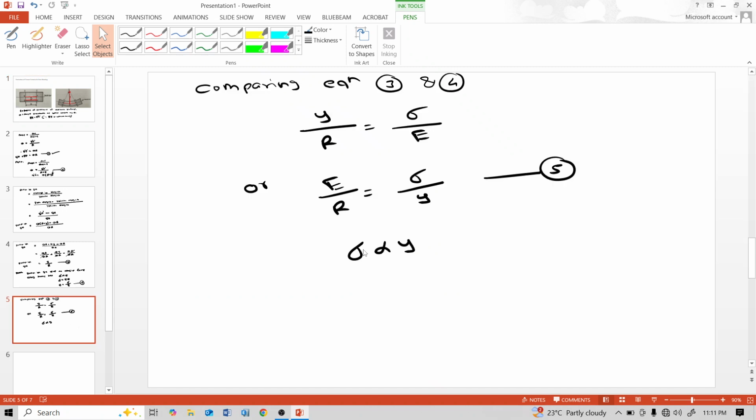That's why sigma is directly proportional to y comes from equation 5. The stress is proportional to the distance from the neutral axis. Stress at the neutral axis is 0, and if the distance is measured away from the neutral axis, then stress increases. That is the meaning of sigma being directly proportional to y.